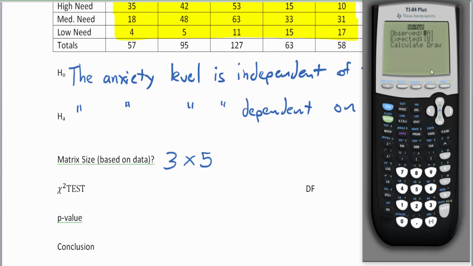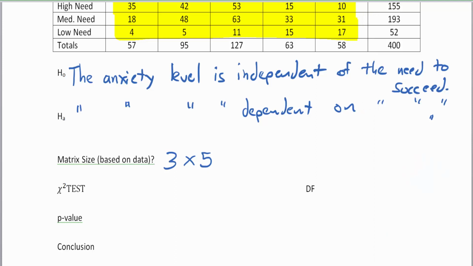I hit Enter, and everything's set up exactly the way I want it. I put my observed in list A, the expected will be generated in list B, and we don't need to look at that unless the book or homework or I ask you to. And then click on Calculate, and here we have our chi-squared value, which is really high, 48.419. Holy smokes, that is big.